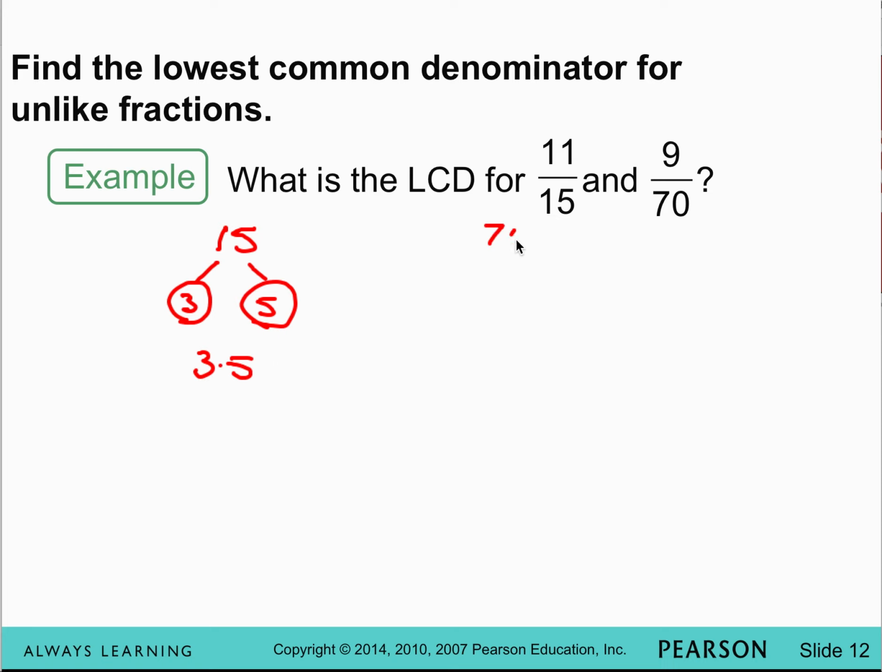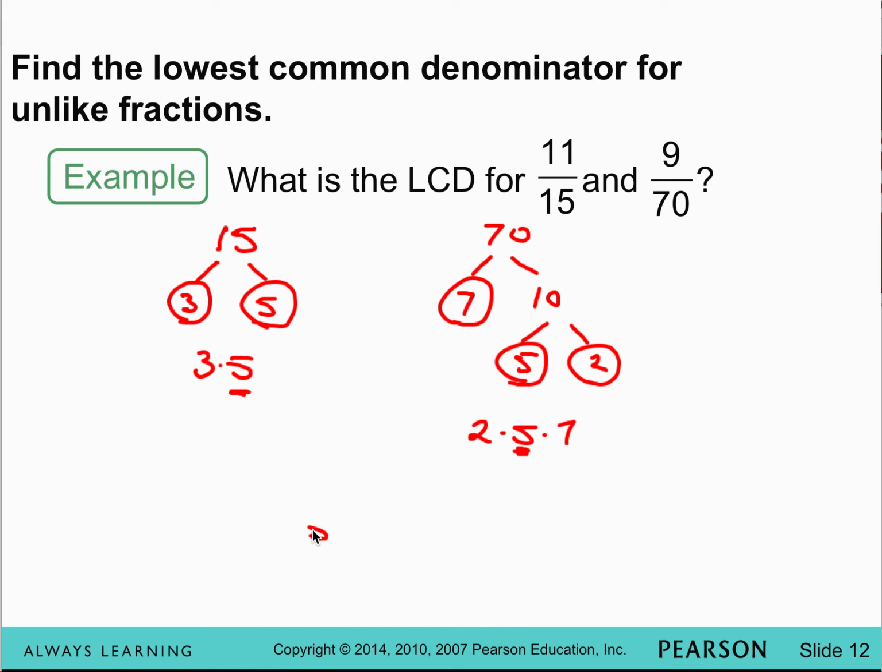70, anytime a number ends in 0, hopefully we realize, oh, that's going to be something times 10. So 7 times 10, and then 5 times 2. So 2 times 5 times 7. Okay, they have a 5 in common, so I'm going to take that. Okay, this one also has a 2 and a 7, so I would take everything that's extra, and this one has an extra 3.